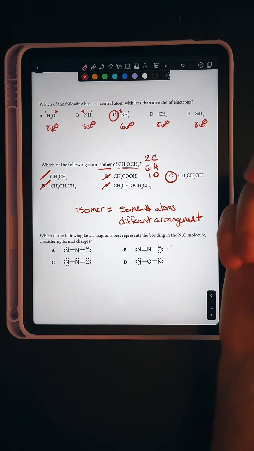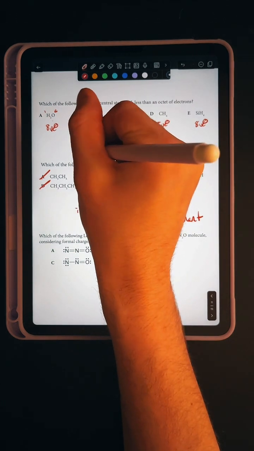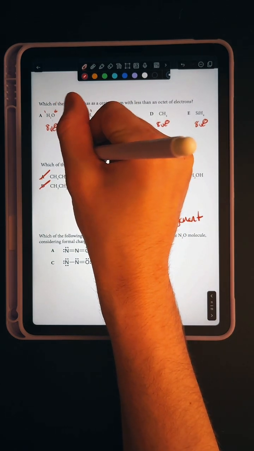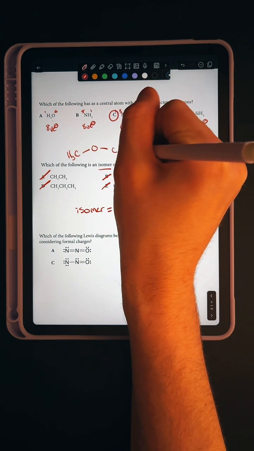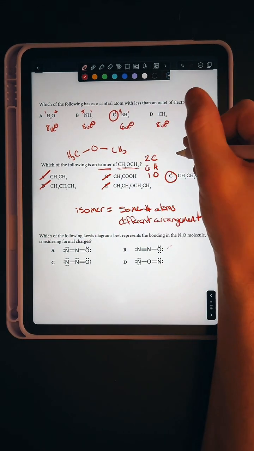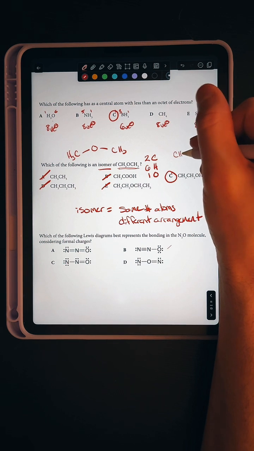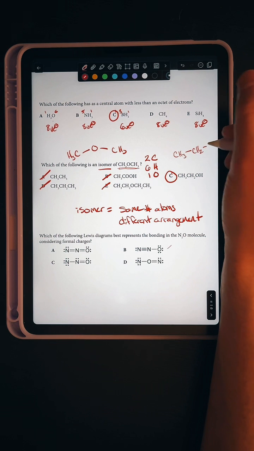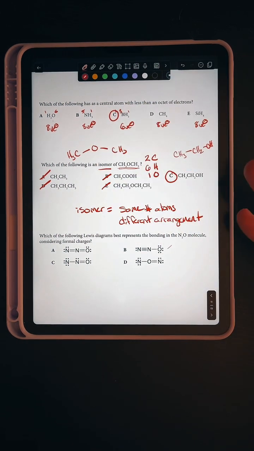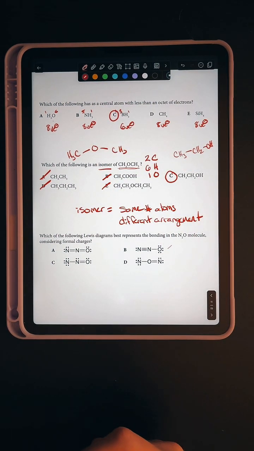Isomers more have to do with connectivity. So if I were to do CH3 bound to an oxygen bound to a CH3, that's what this one is. Where this one is more of a CH3 bound to a CH2 bound to an OH. So it looks different. Yes. Awesome. All right.